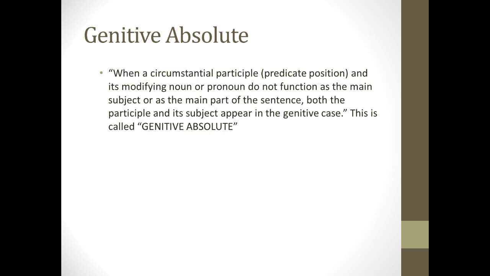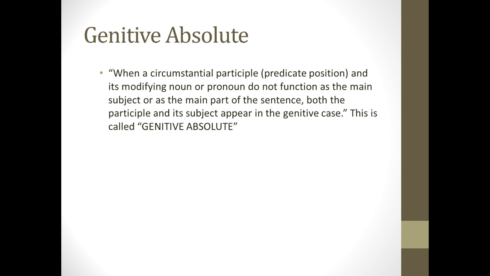Finally, for this lesson, there is something that shows up that I'm going to explain to you, and we're going to work with it time and again. I won't try to trick you with it, but it is something known as the genitive absolute. This is when a circumstantial participle, and this can show up in any verb tense, is in the predicate position, that is, it does not have a definite article, and it's modifying a noun or a pronoun, but it does in fact function as the main subject or the main part of the sentence. That means everything is going to show up in the genitive case, and this is what we refer to as the genitive absolute.